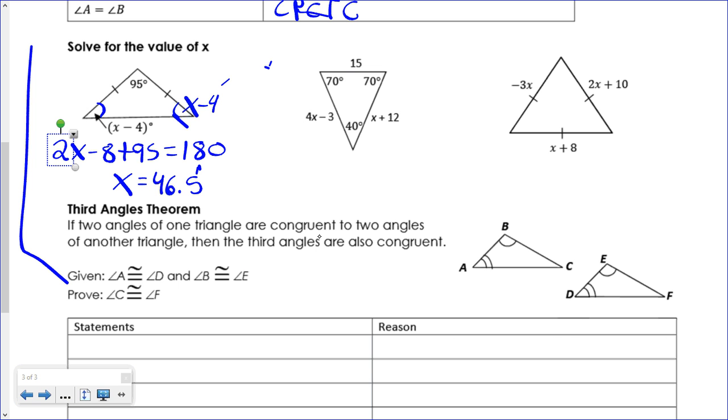What about this one? What do you notice? I know I don't have the symbols, but they're still considered congruent because they're congruent values. So if I have two congruent angles, I have two congruent sides. But which two? 4x minus 3. These two. All right, that extra 15 and the extra 40 degree angle are not necessary. Irrelevant.